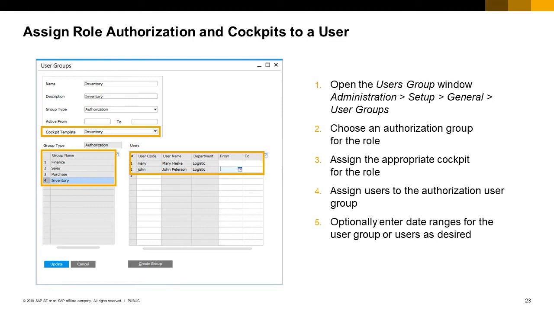In the User Groups window, the Warehouse Manager chooses the authorization group that contains the authorizations for the role. In this case, the Inventory Authorization Group. He ensures the Inventory Cockpit template is assigned as the default. Then the Warehouse Manager assigns 2 members of his team, Mary and John, to the Inventory Authorization Group.